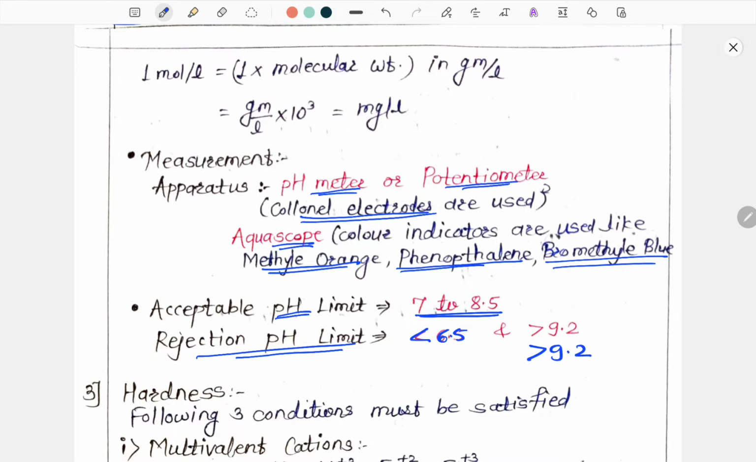So the acceptable pH limit and rejection pH limit, these values are very important from the exam point of view. So here remember that the acceptable pH limit is what? 7 to 8.5 and the rejection pH limit is less than 6.5 and greater than 9.2.